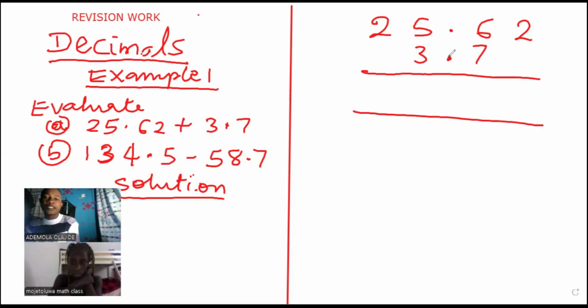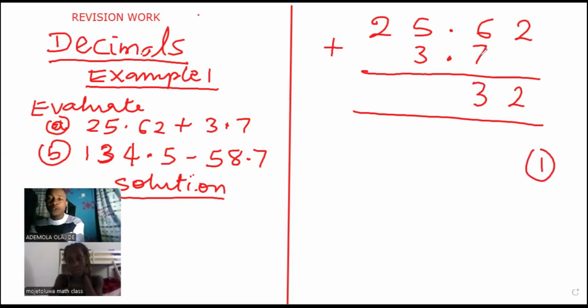And since it is addition, then you write. For you to add now, it will be 2 plus nothing here, that is 2. Then 6 plus 7 is 13. We keep 1. Or if you like, you can put that one on top here so that you don't forget.